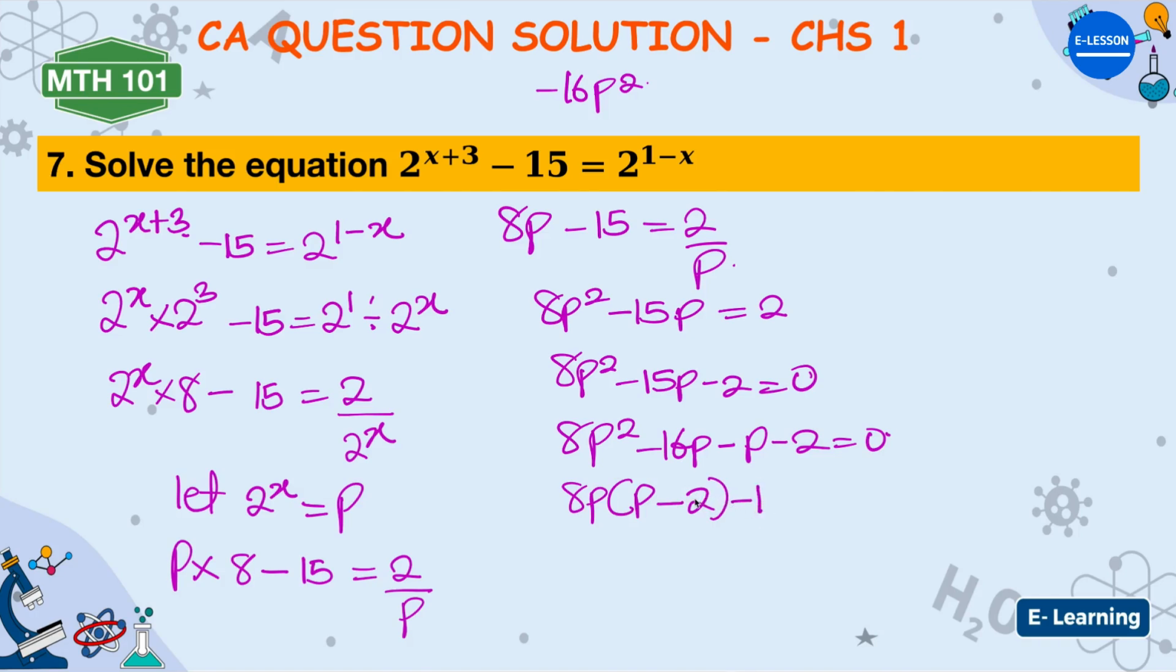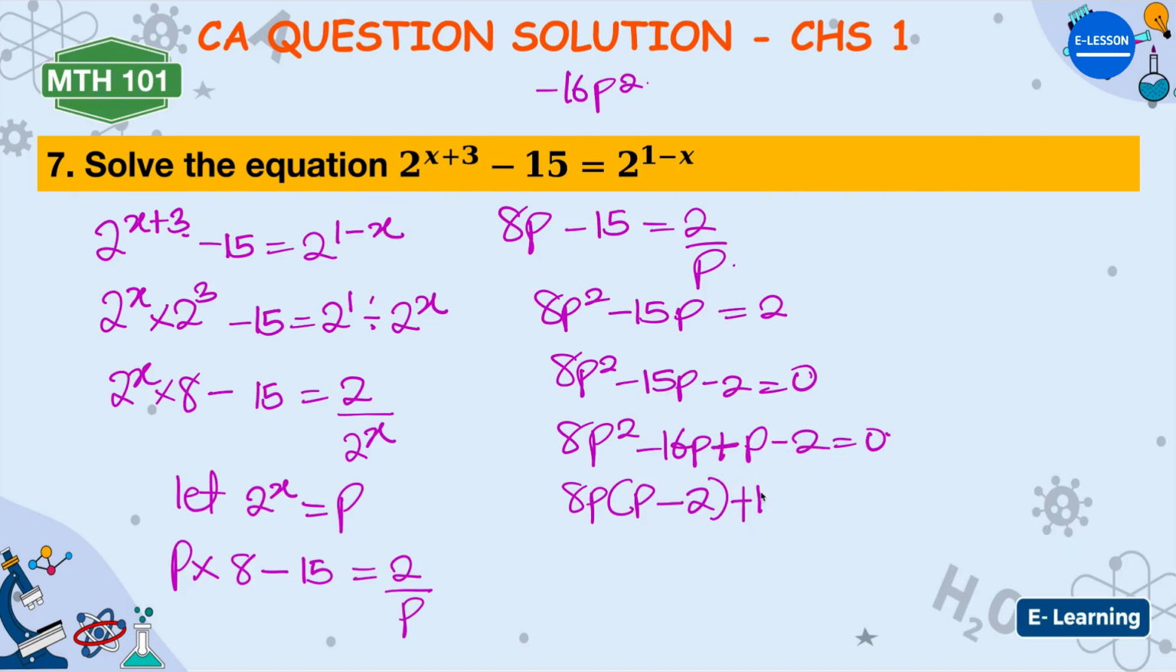Are you sure this will work? Okay, here is supposed to be positive, because minus 16p plus p will give us minus 15p.